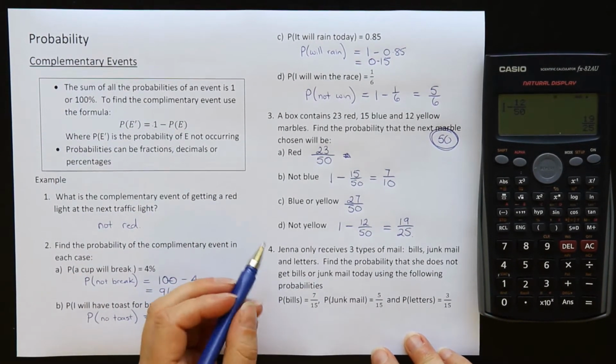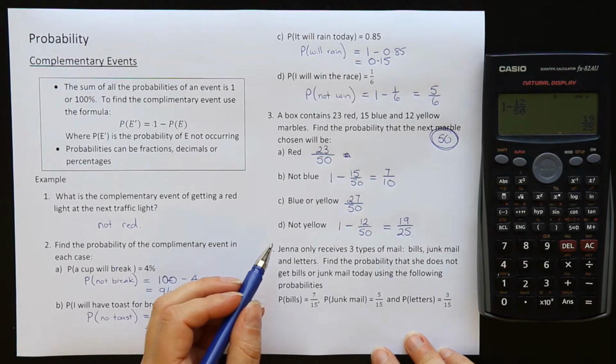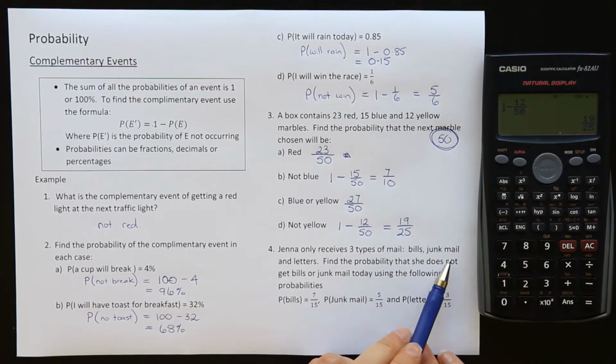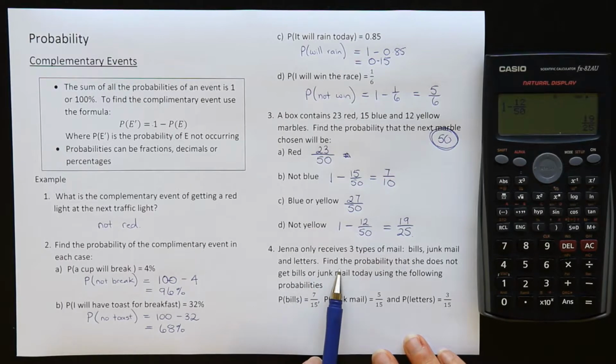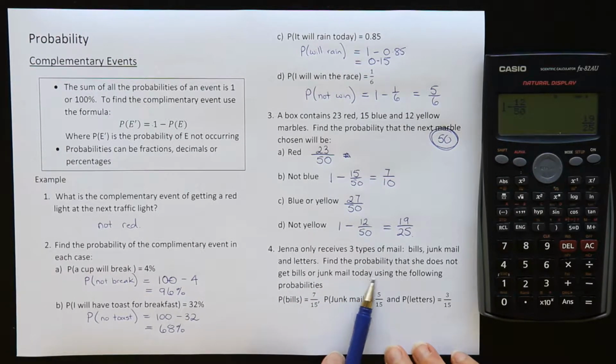Question 4. Jenna only receives 3 types of mail. She gets bills, junk mail, and letters. Find the probability that she does not get bills or junk mail today using the following probabilities. So, probability of getting bills is 7 out of 15, probability of junk mail is 5 out of 15, and probability of getting letters is 3 out of 15.